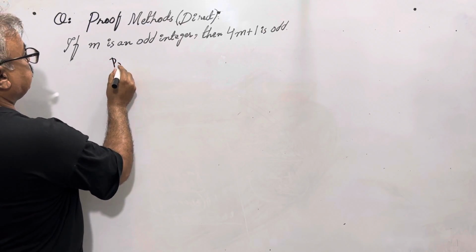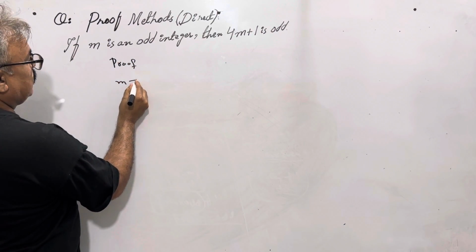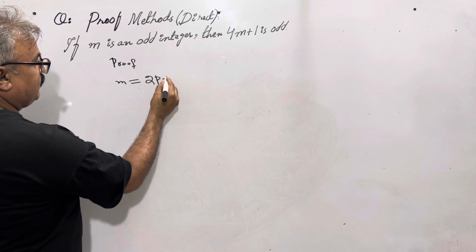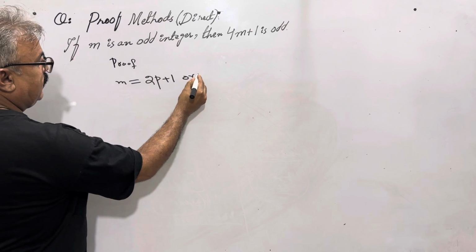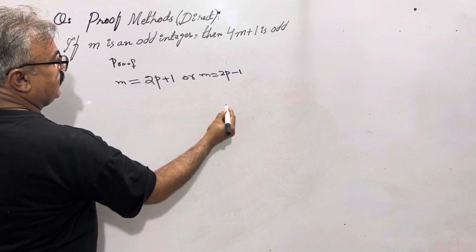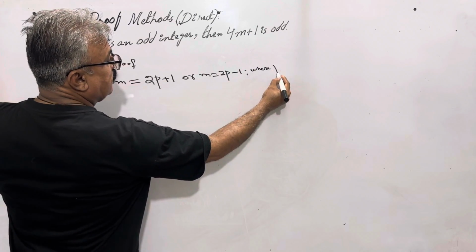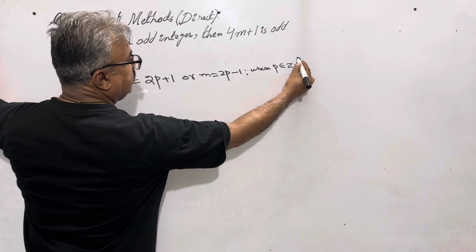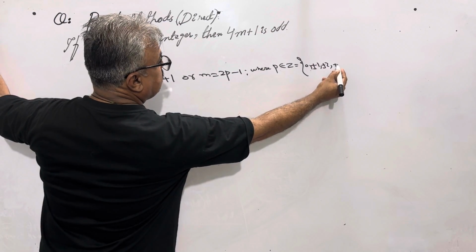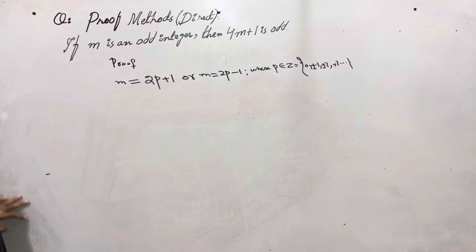Let's prove it. m is odd. An odd number can be written as 2 times any integer plus 1, or m is equal to 2 times any integer minus 1, where p belongs to the integers. p runs as 0, plus minus 1, plus minus 2, plus minus 3, and the three dots show the standard continuity.